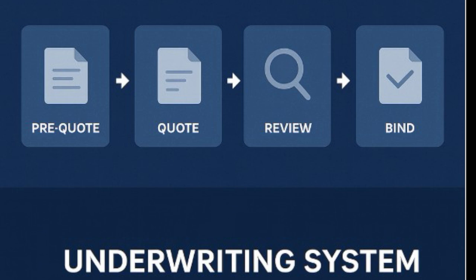So in short, the underwriting system in policy center acts as a gatekeeper. It ensures every policy is evaluated, compliant, and properly approved before it goes live, combining business rules, workflows, and authority controls into one powerful system.